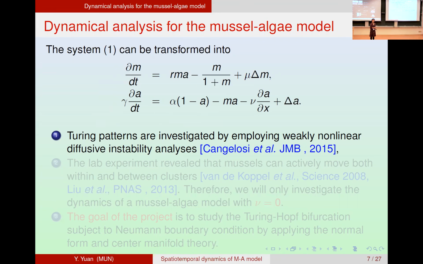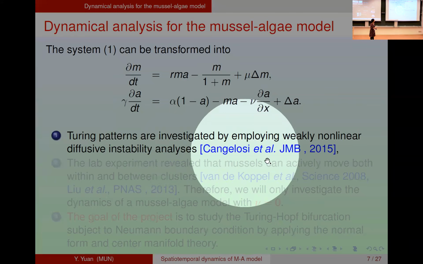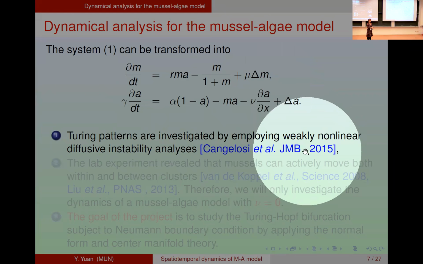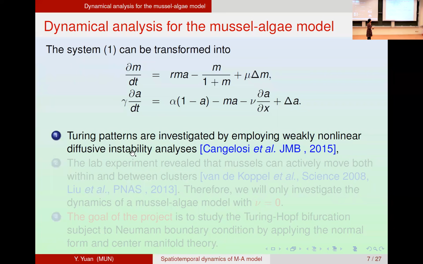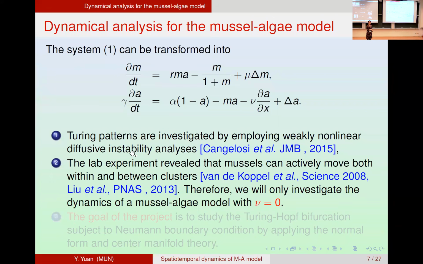Actually, in this work, although they're including the advection term, from some of the experiments, people can see that the mussels can actively move both within and between the clusters. So what does this mean? It means that in the small scale space, the effect of the advection of the tidal flow on the mussel bed is small.